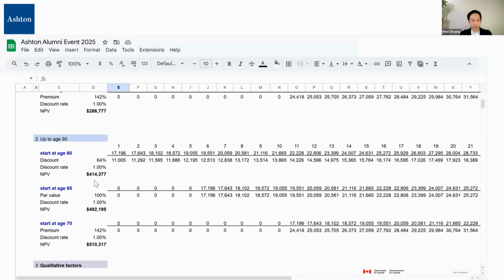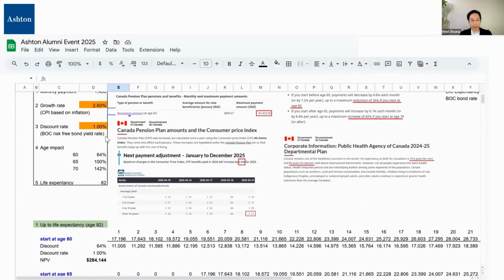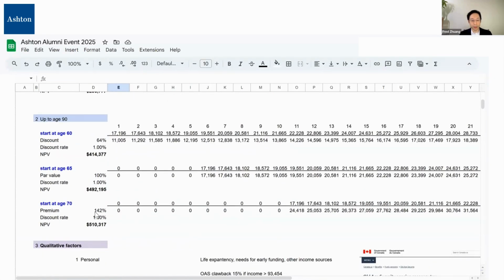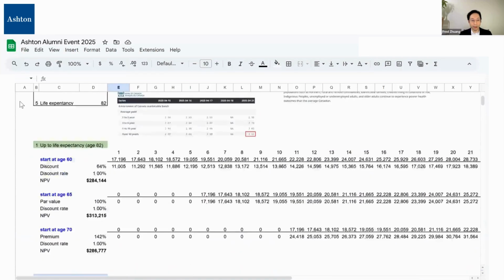If this is the case, now we can see here that starting at age 70 gives the highest NPV. And the reason for that is when the discount rate is really low, we cannot get the return elsewhere. So it will be better to get the return from the CPP.